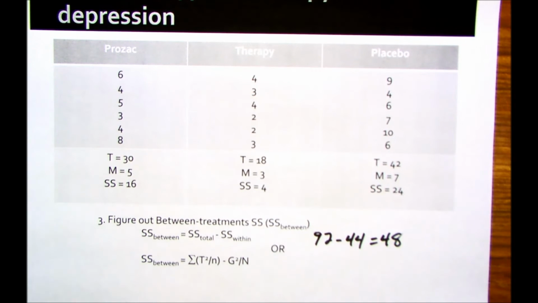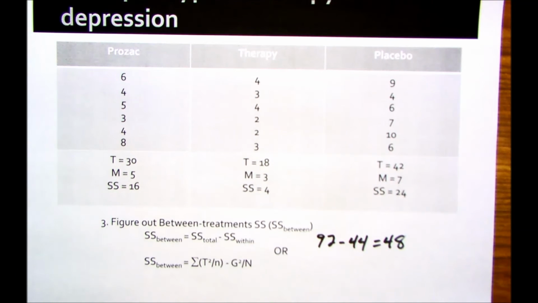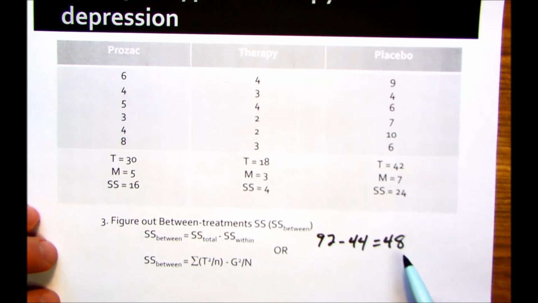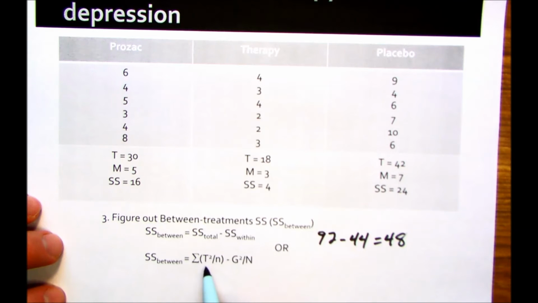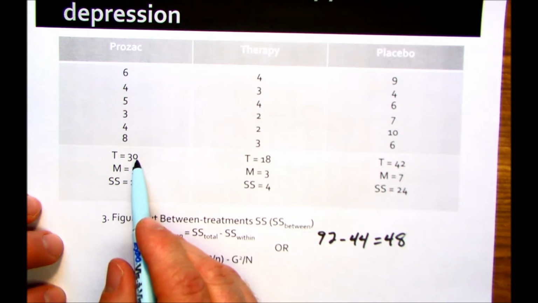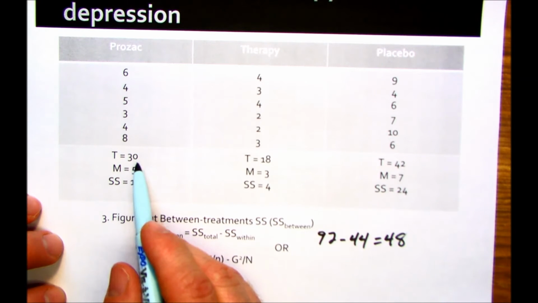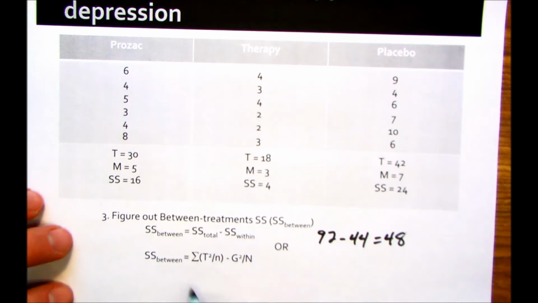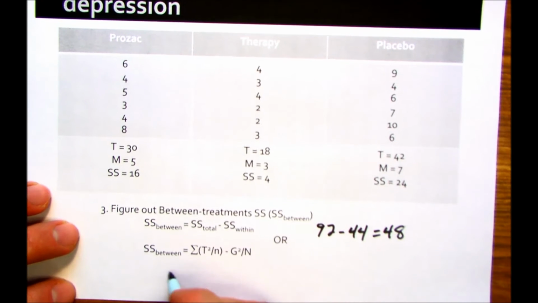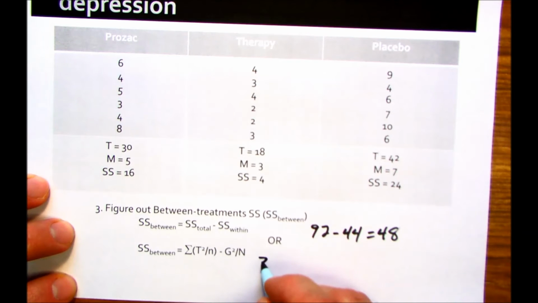The other way in which you can do this, and I just want to show you so you see how we would get it, and so we can double check that these two calculations are correct, is to use this formula here. Basically what we're doing with this formula is taking the total within each group, squaring it, and dividing it by the sample size within that group.